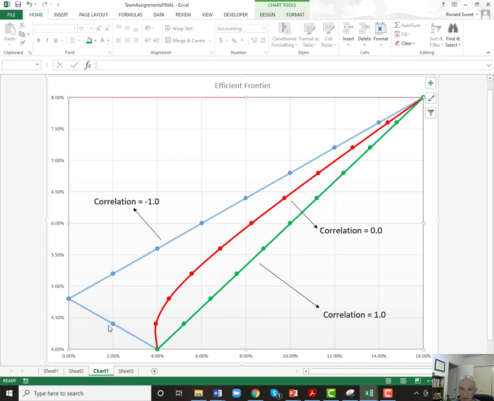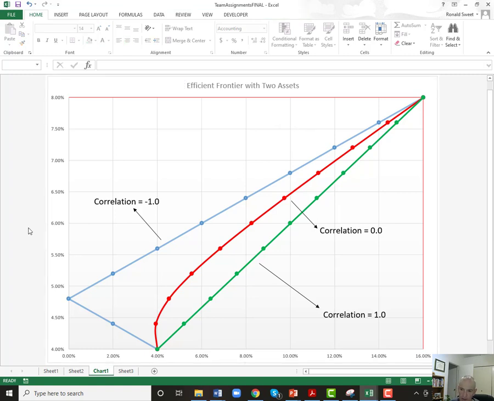You could probably find almost exactly this chart out there on Google Images. You'd probably find something almost identical to this if you just type efficient frontier graph. Now, this is the efficient frontier with 2 assets. What happens when we add more assets?